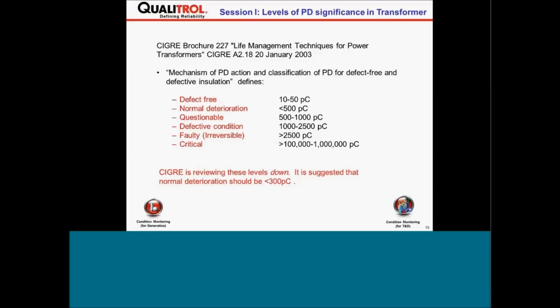These levels are under review by Cigre, and talking to people, they are saying that they expect these, like the 500 level, to come down, or possibly to 300 or even less.